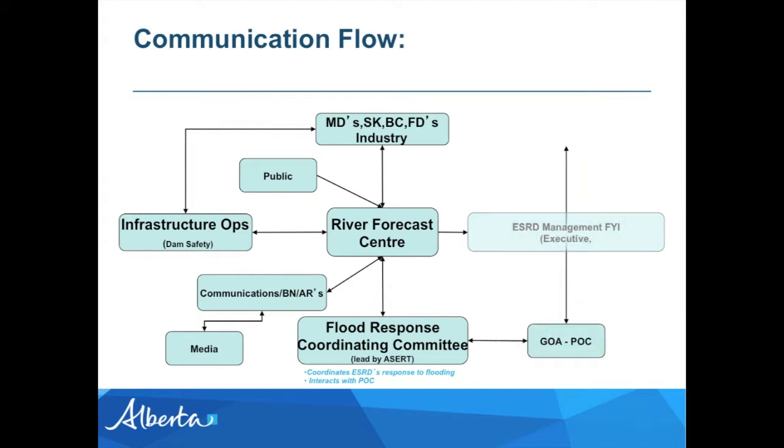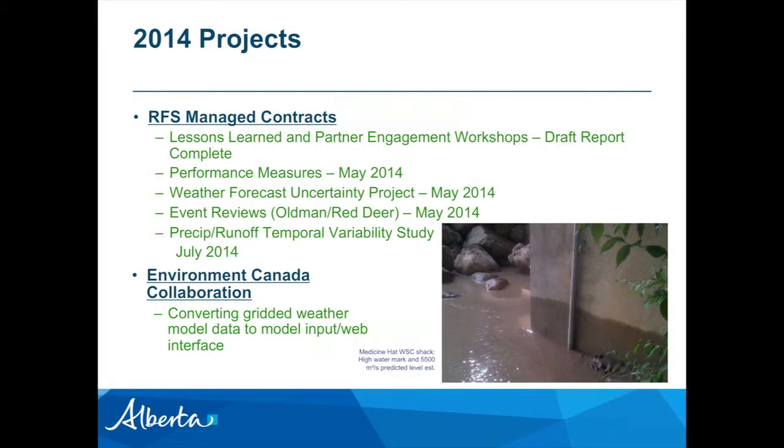So in terms of projects that we're working on, we've got a lessons learned and partner engagement workshop. Finally the draft report's done, so that will be going out to the groups that we met with. There were 10 different group meetings, and we came up with a lot of interesting ideas about what we can do in terms of improving the communications with those groups between river forecasting and emergency managers. How to deal with gauge redundancy, those questions were coming up quite a bit as well. Performance measures, project, weather forecast, uncertainty project. If you have questions about these, we can talk later. I know I'm going over.